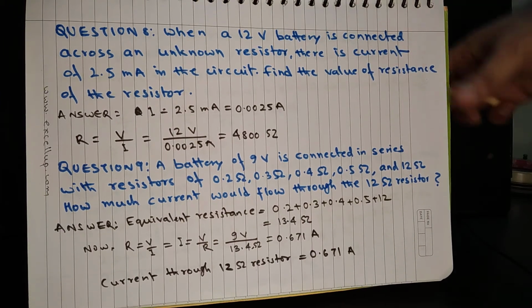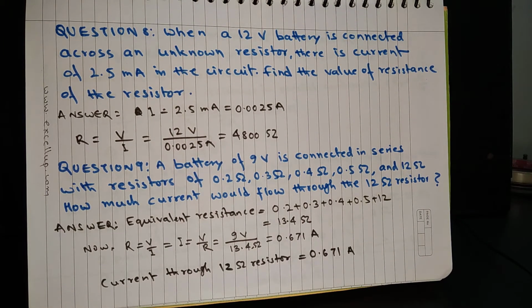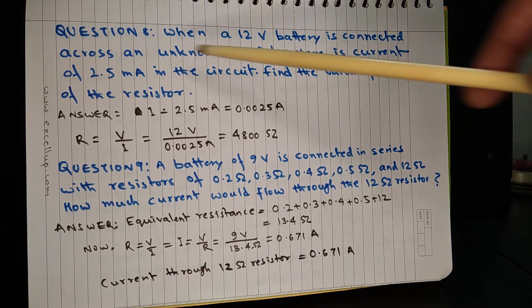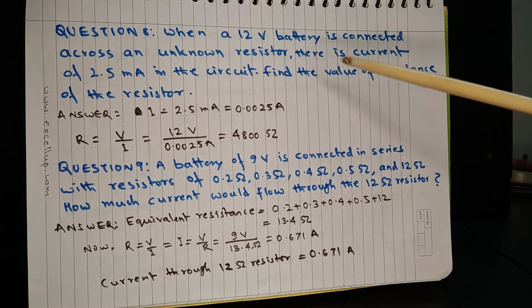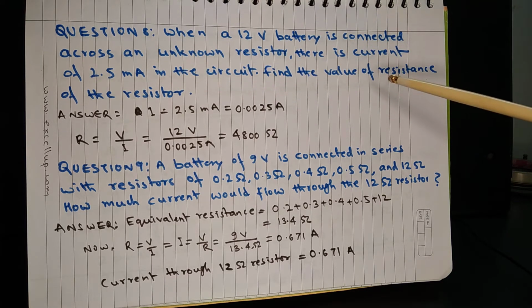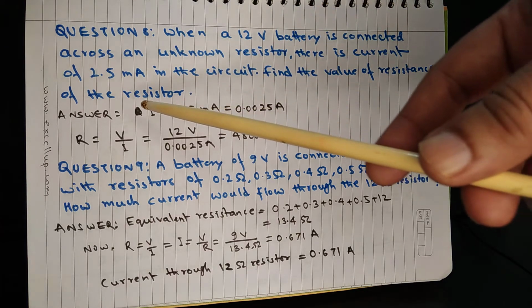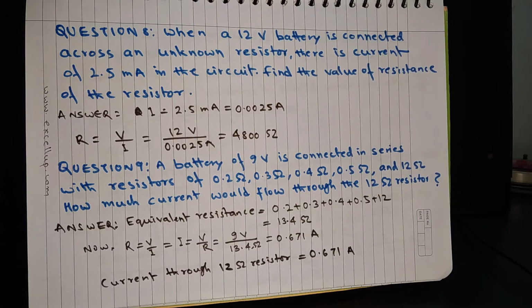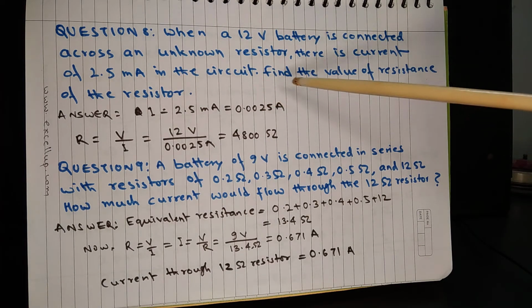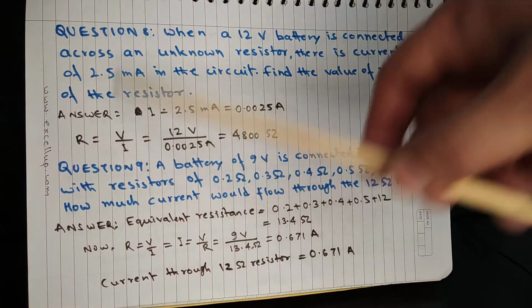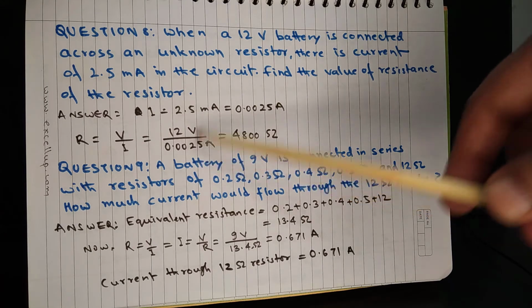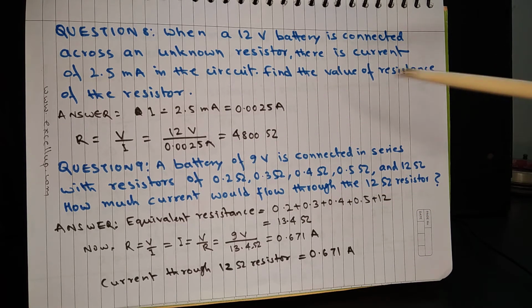Question 8. When a 12 volt battery is connected across an unknown resistor, there is a current of 2.5 milliampere in the circuit. Find the value of resistance of the resistor. So the answer is: I is equal to 2.5 milliampere, so it will be 0.0025 ampere. We know that resistance is equal to V upon I, so it will be 12 volt upon 0.0025 ampere is equal to 4800 ohm.